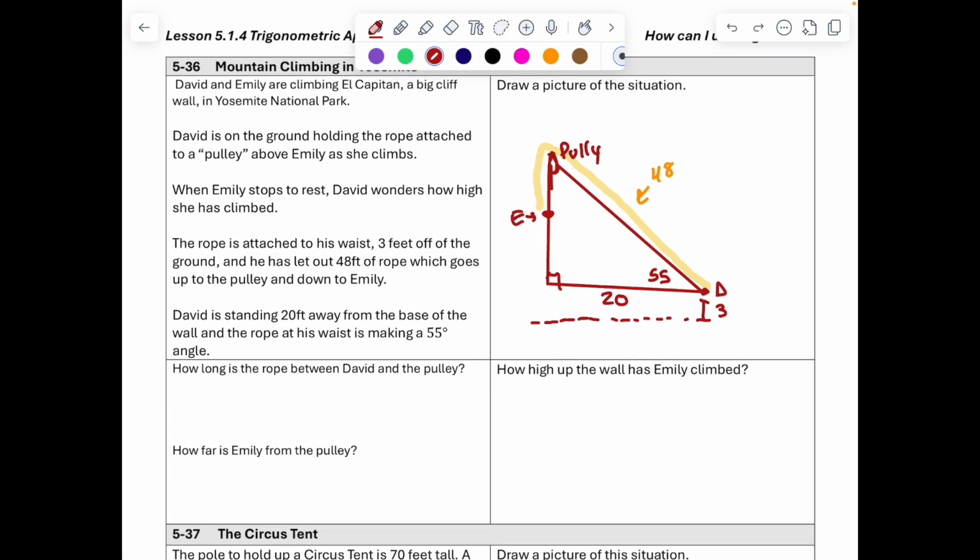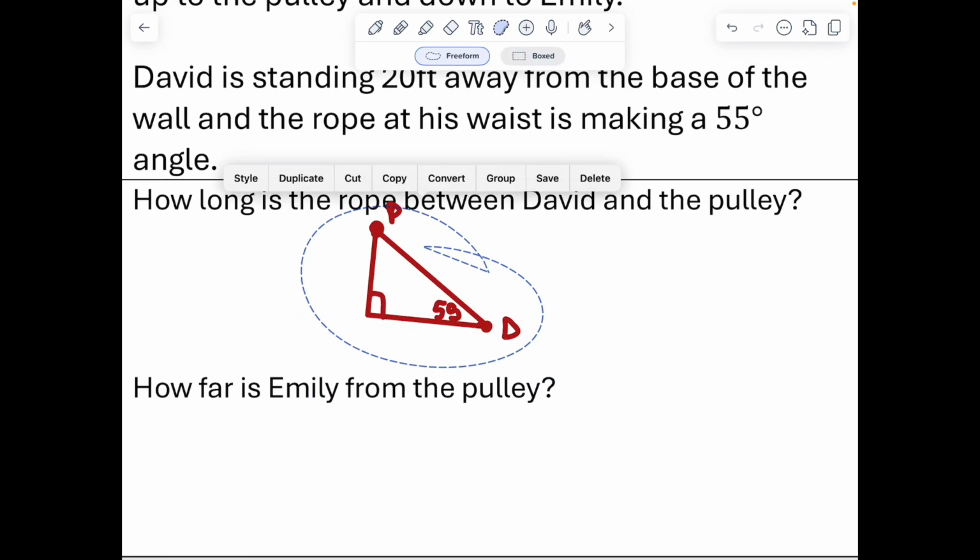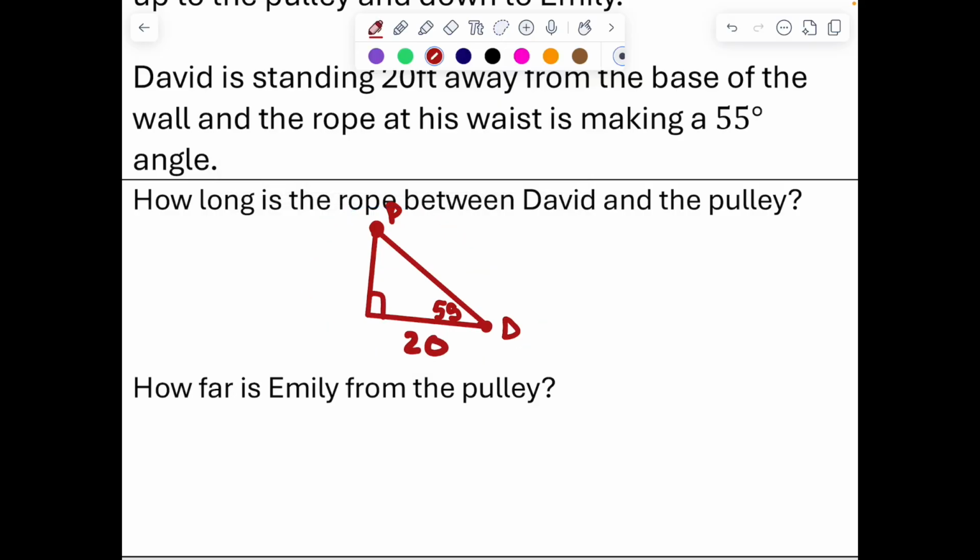So how long is the rope between David and the pulley? Okay, we know the total rope was 48 feet, right? But we don't know the length of the rope between just David right over here and the pulley up here. So we have that this is 55 degrees and that the base of this triangle is 20. So if we're looking for the length of that rope just between the pulley and David, we could use cosine because this is the adjacent side and the hypotenuse side.